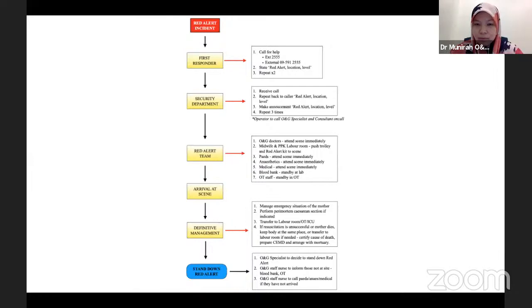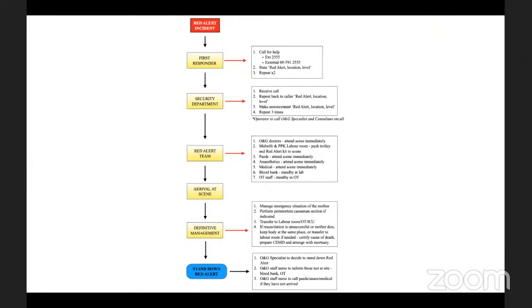Why is the MO in the anesthetic team, who is already on standby in the OT, not included as a responder? Because we are the ones on call in the OT, preparing for any emergency when it comes to the OT or the ONG team.